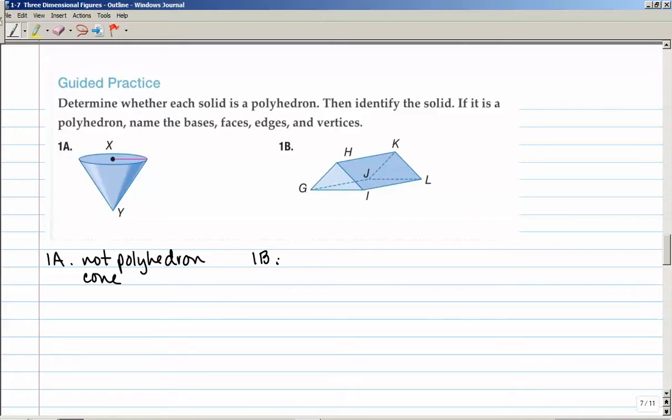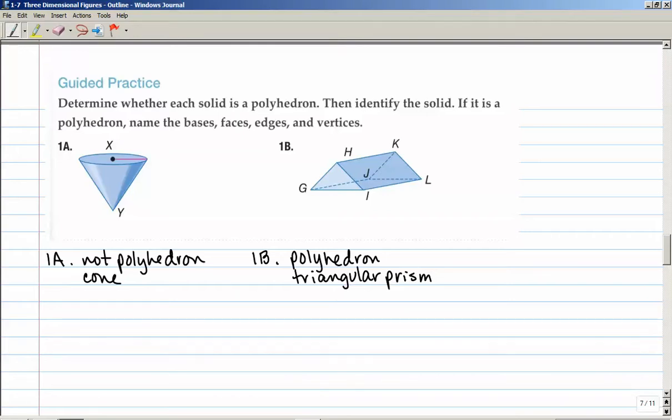Number 1B here is indeed a polyhedron. And this is a triangular prism, because it has two parallel congruent faces, and that would be the triangle in the front and the triangle in the back, and those are called the bases.